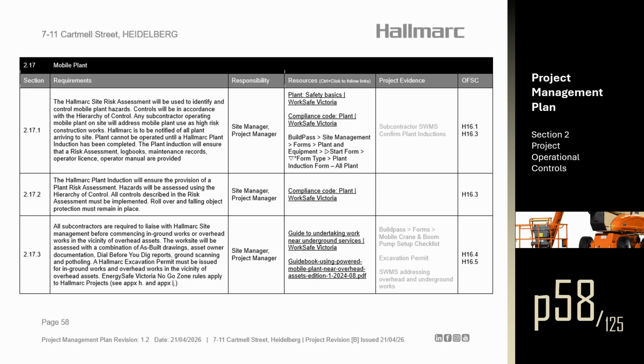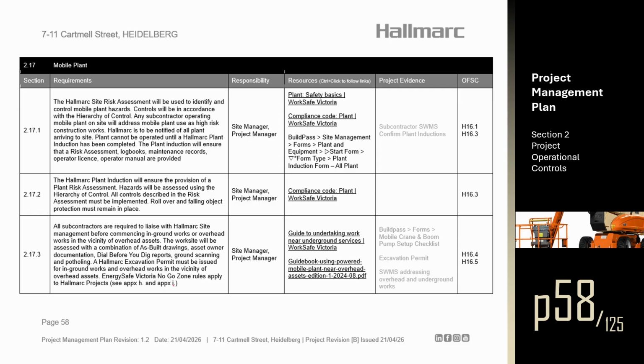Section 2.17.2. The Hallmarc plant induction will ensure the provision of a plant risk assessment. Hazards will be assessed using the hierarchy of control. All controls described in the risk assessment must be implemented. Rollover and falling object protection must remain in place.